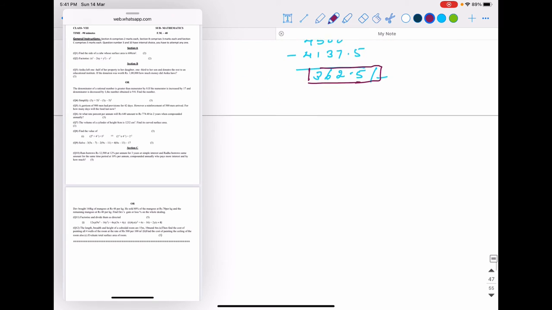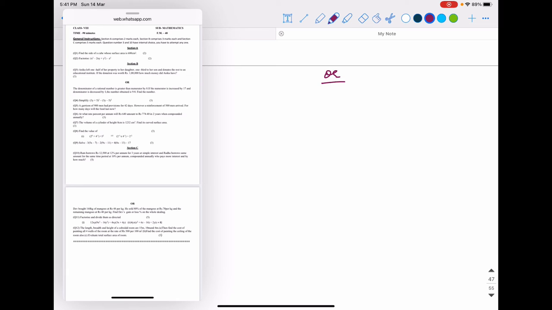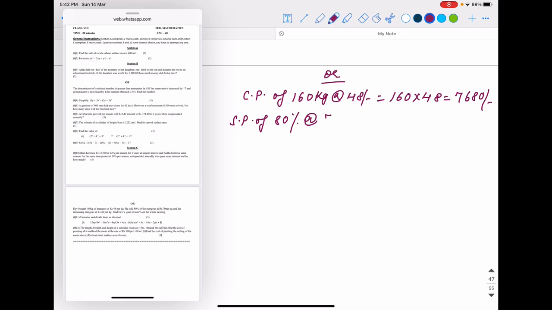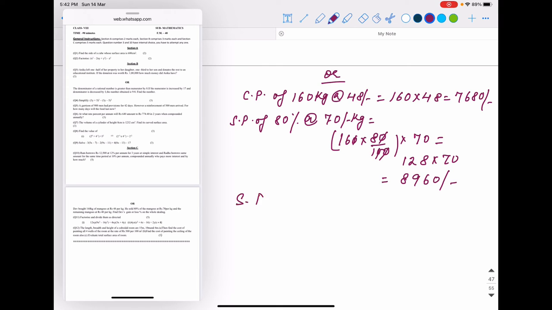Next question, or one more question is there. What is that? They bought 160 kg of mangoes. So CP of 160 kg of mangoes at the rate of 48 rupees per kg is 160 into 48, that is 7680 rupees. Now SP of 80% of the mangoes at 70 rupees per kg. That means 80% of 160 is 128, at the rate of 70 rupees. So it is 128 into 70, that is 8960 rupees.